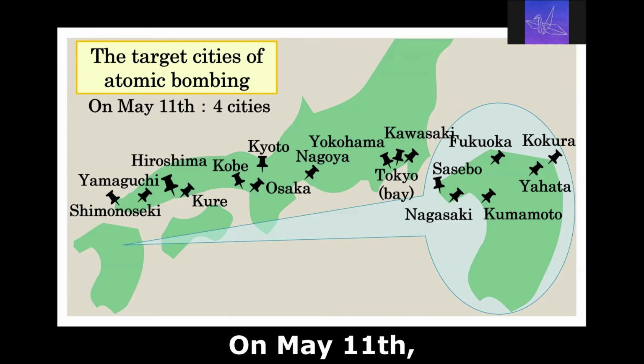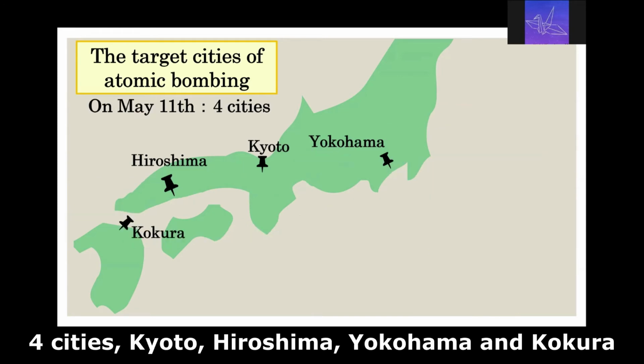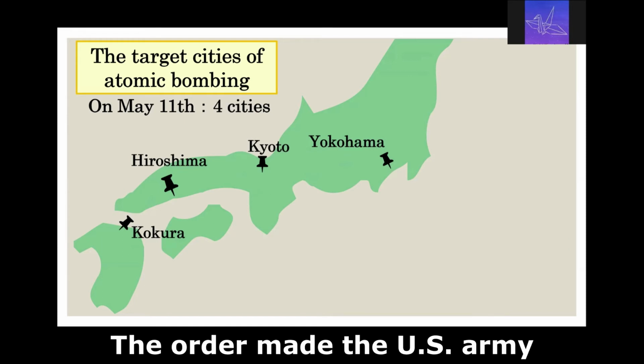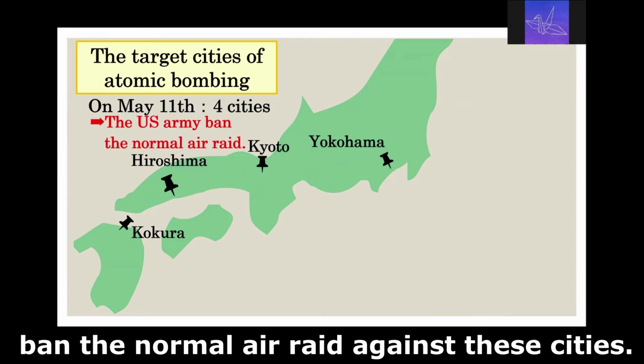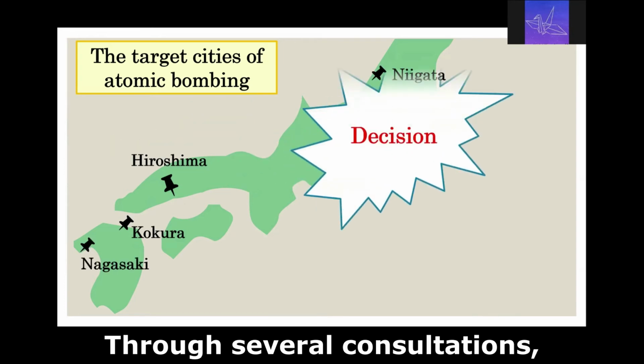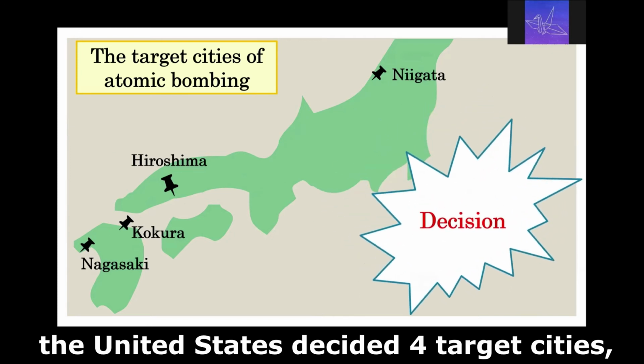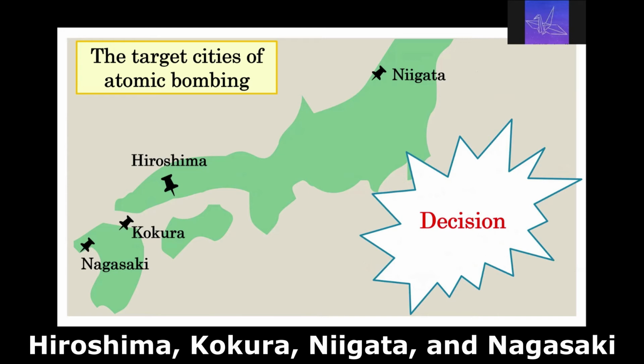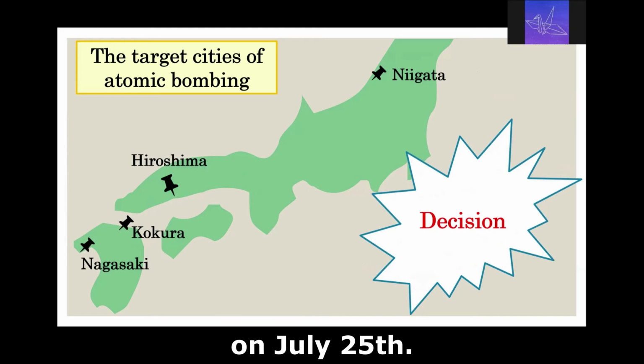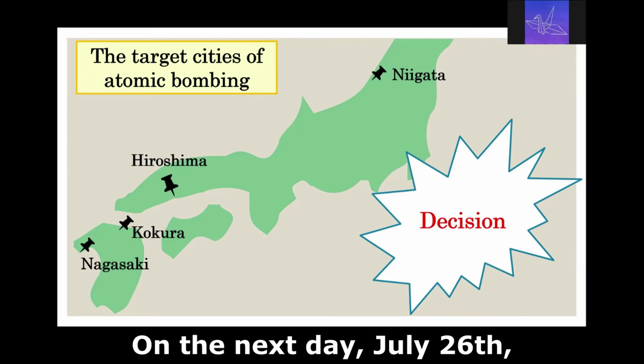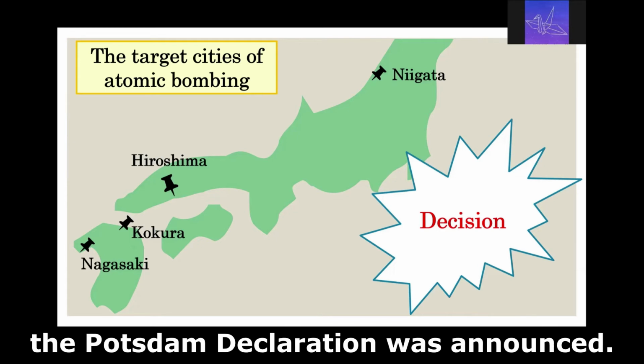On May 11th, 4 cities, Kyoto, Hiroshima, Yokohama, and Kokura, were selected. The order made the US Army ban normal air raids against these cities. Through several consultations, the United States decided on 4 target cities, Hiroshima, Kokura, Niigata, and Nagasaki, on July 25th. On the next day, July 26th, the Potsdam Declaration was announced.